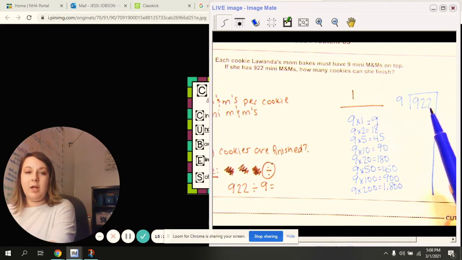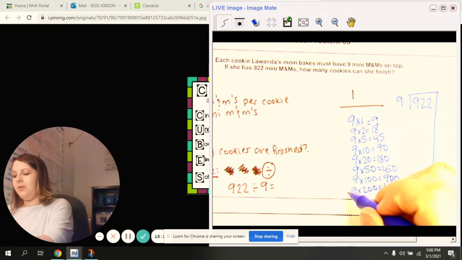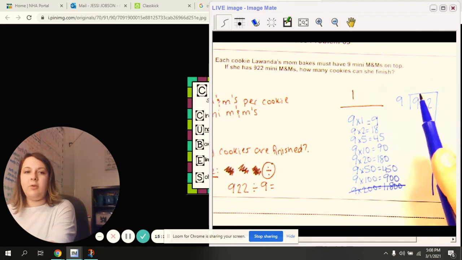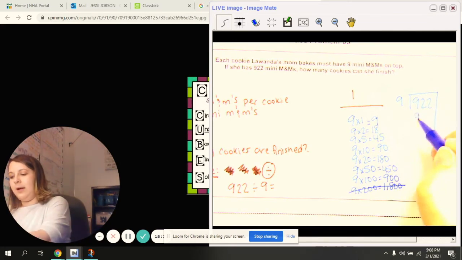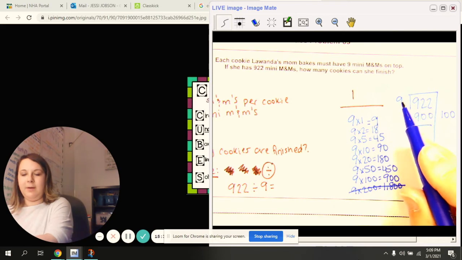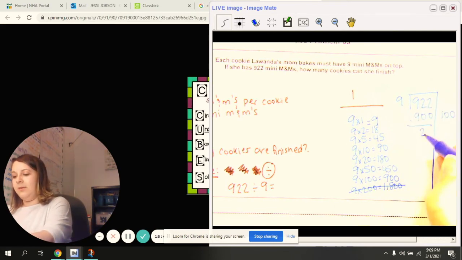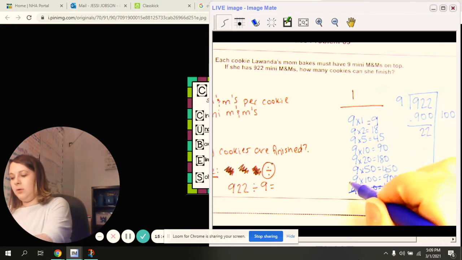Can I do 922 minus 1,800? No, that's too big, so we're going to cross it out. Can I do 922 minus 900? Yeah, we're going to write 900 here. On the side, we're going to write the 100. Our 9 is already up here. So that would leave us with 22. Can I do 22 minus 900? No.